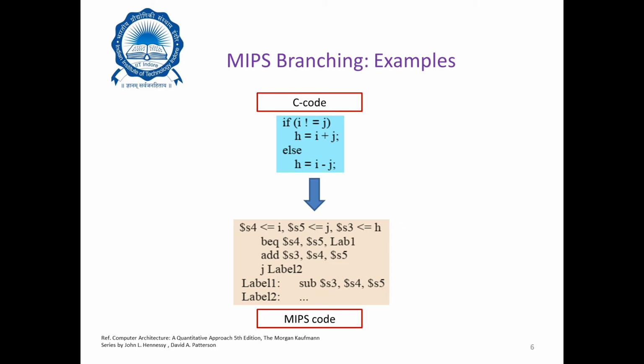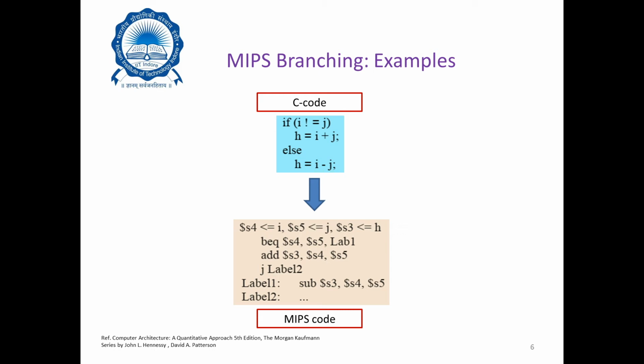Okay, let's do one more example. In this, the piece of C code is: if i is not equal to j, then h equals i plus j, else h equals i minus j. So what I'm trying to do here is, let's say we have associated $s4 with i, $s5 with j, and $s3 with h. So these are all compiler associations done. I'm just taking it as an example here.